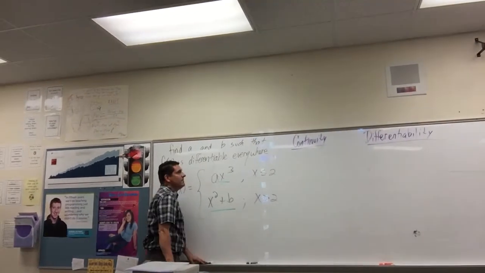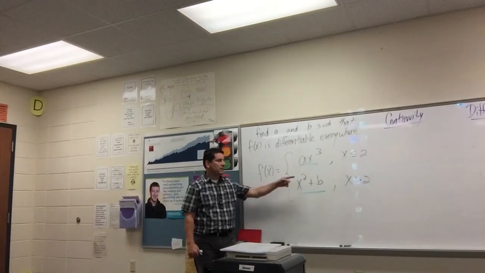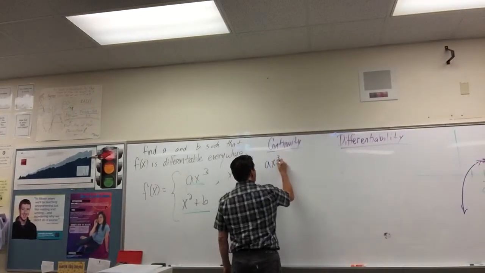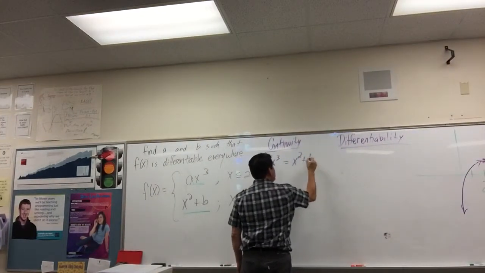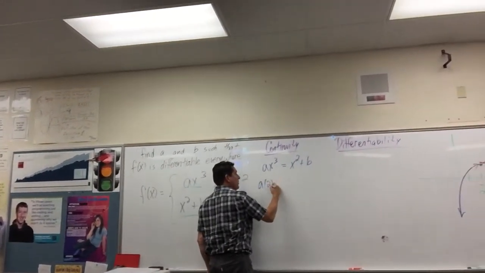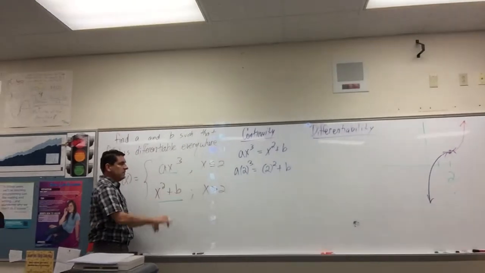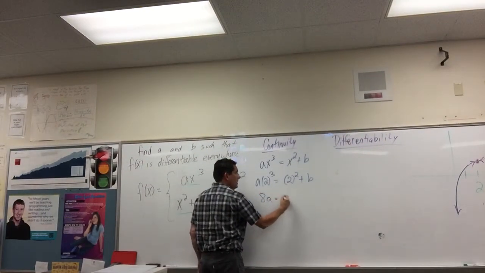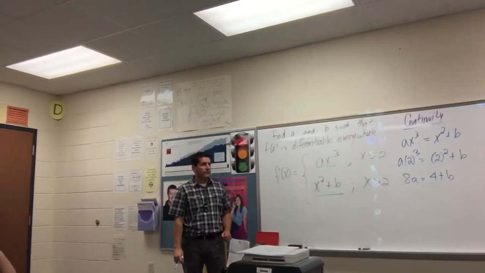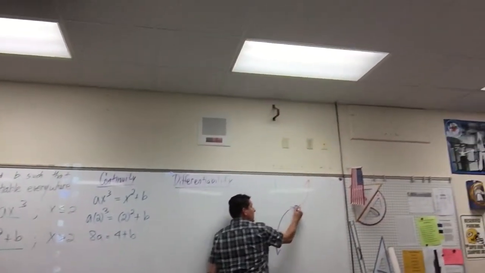Okay, so here's how you handle each. For continuity, you set the functions equal to each other, and you plug in the magic point, x equals 2. So I've got ax to the third equals x squared plus b, and we plug in the magic point of 2. So it's a times 2 to the third equals 2 squared plus b. Let's clean this up a little bit. This is 8a equals 4 plus b. Okay. That's the continuity half. This allows us to get the right values so that we fill the hole. That's it.